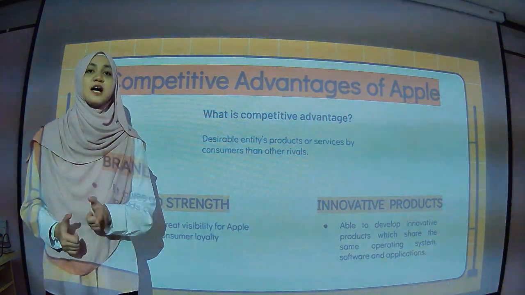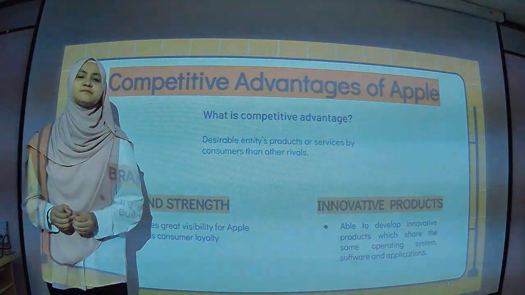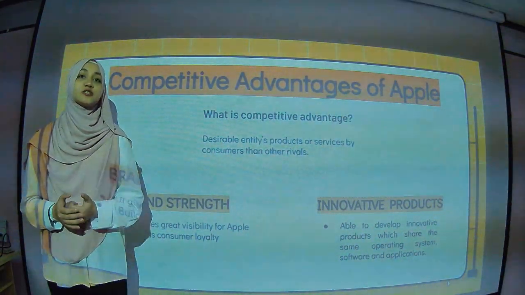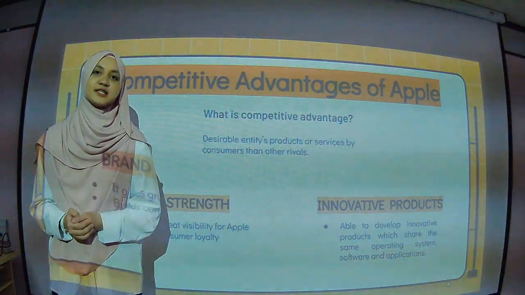Apple products such as iPhone, iPad and Mac share the same software and applications and operate in a similar way, which makes Apple a natural choice when customers are considering another device.